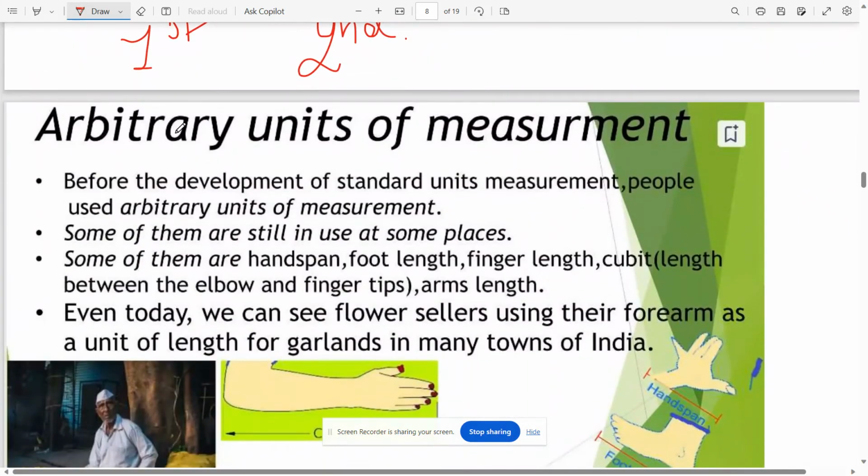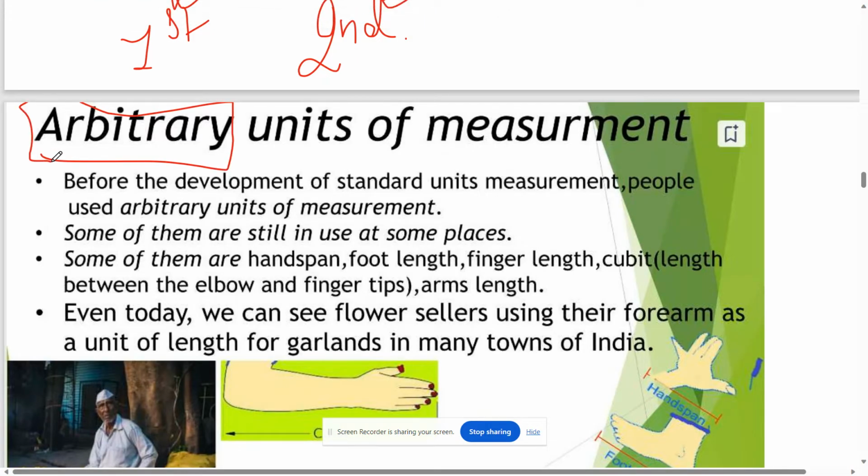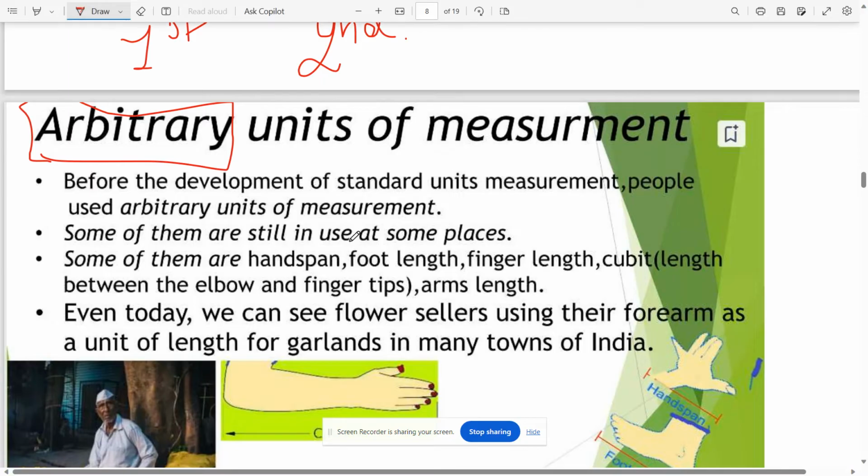Then arbitrary units, which are non-standard units, were used in ancient times, because no correct measurement quantity was available at that time. Before the development of standard units, as I told, people used arbitrary and non-standard units of measurement. These were non-standard units.